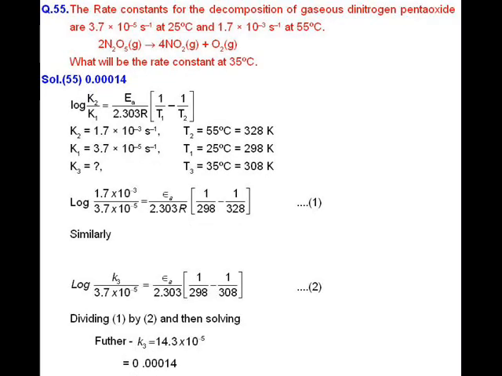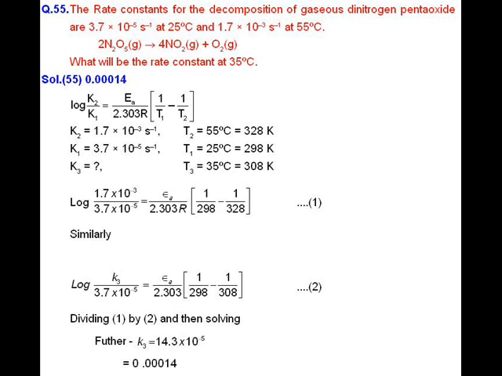Hello everyone, we are going to discuss question number 55 from MTP 3rd. Here the rate constant for the decomposition of dinitrogen pentoxide is given at 25 degrees Celsius as well as at 55 degrees Celsius, and we have to find out the rate constant at 35 degrees Celsius.